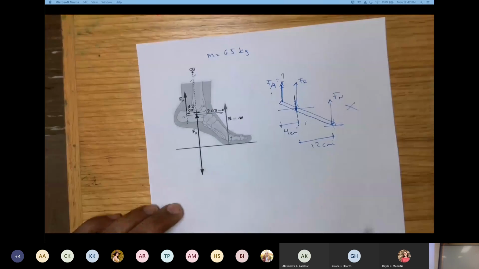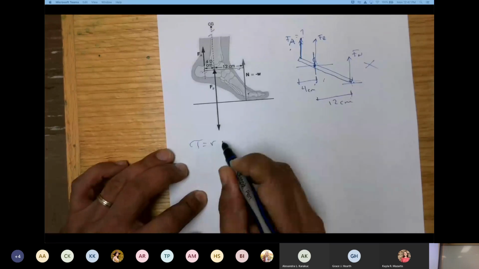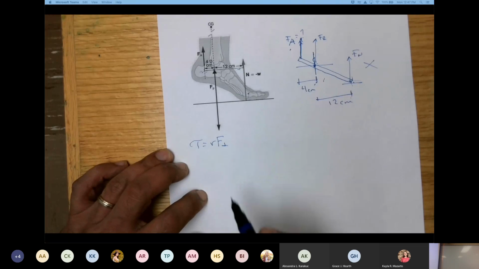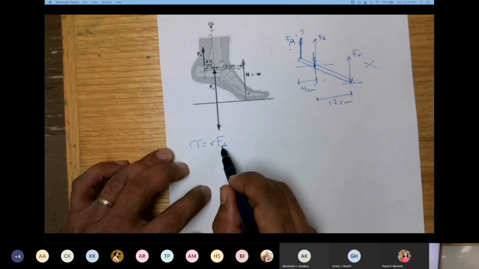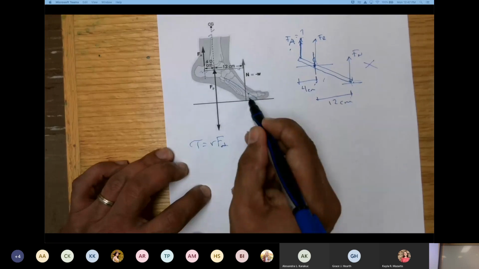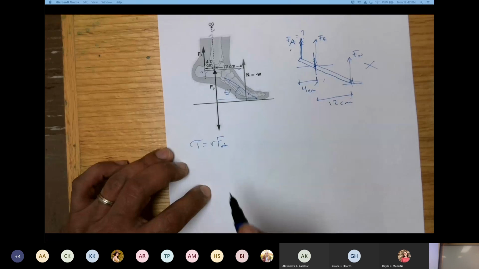Now, the way we calculate torque is the distance times the perpendicular force. But to calculate this perpendicular force, you need this angle over here. And if you don't have that angle, then there's no way you can calculate that perpendicular force.